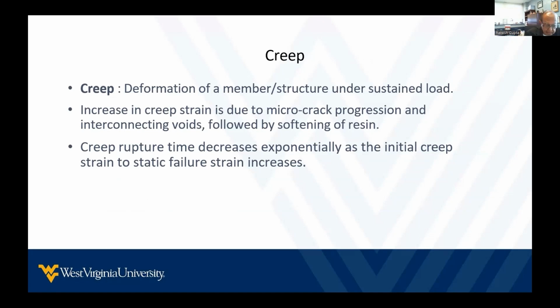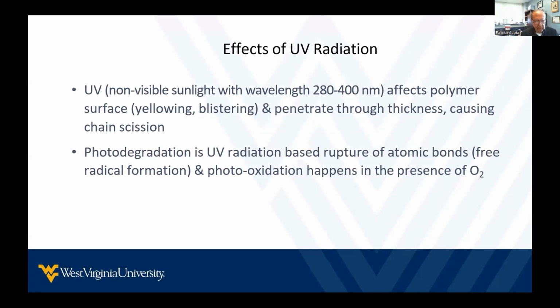Creep is a manifestation of polymer viscoelasticity. This is deformation under sustained load, and this occurs even when the temperature of use is less than the glass transition temperature. There is strain that occurs, and this results in microcrack progression, interconnection of voids, softening of resin, and ultimately failure, which is a very undesirable event.